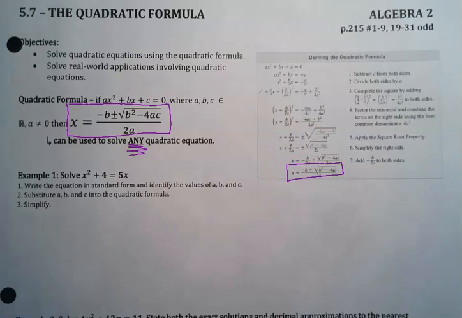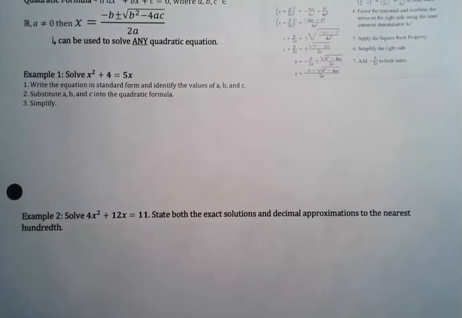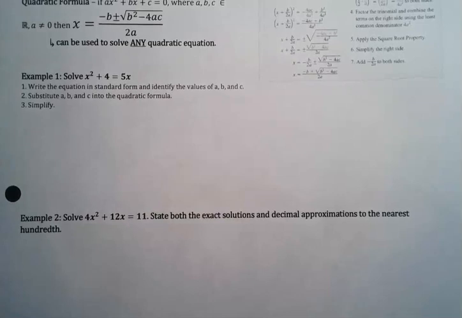So actually, let me move this up so I have a little bit more space. I want to keep our formula there, the quadratic formula. And example 1, we're going to solve x squared plus 4 equals 5x. So step 1, we want to write the equation in standard form, okay, always, and identify the values of a, b, and c. Because we're going to substitute a, b, and c into the quadratic formula and then simplify it.